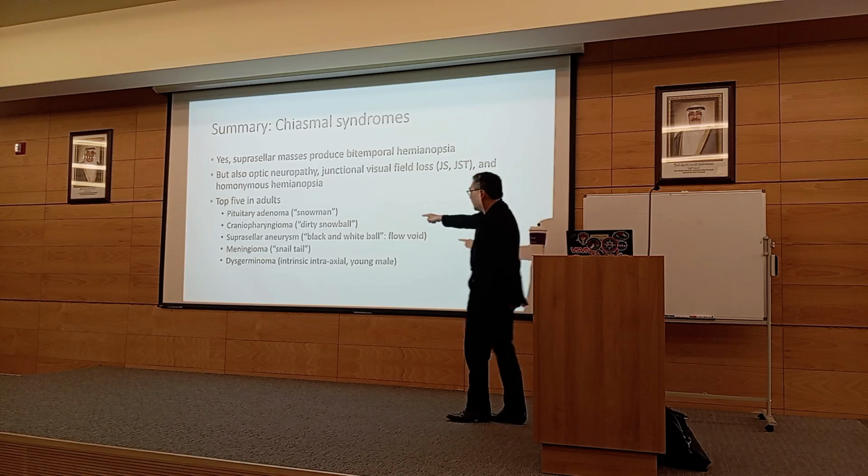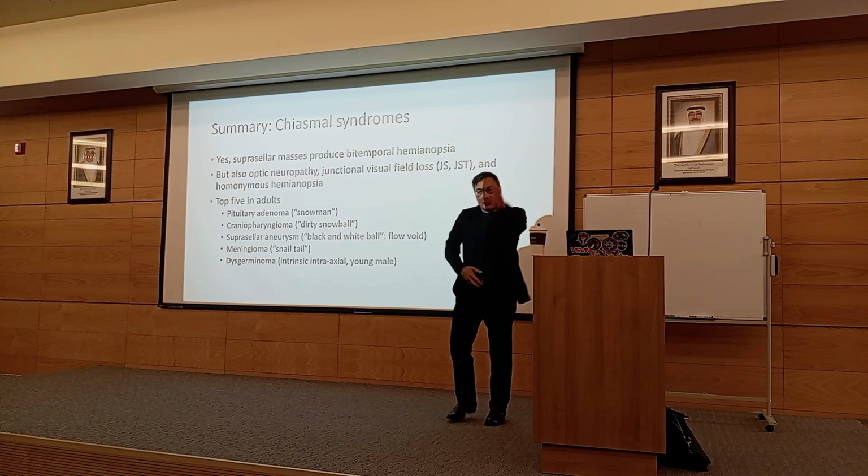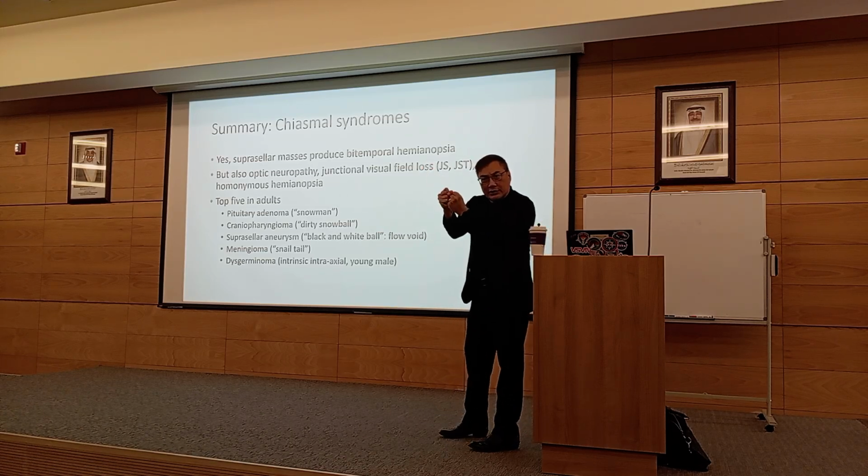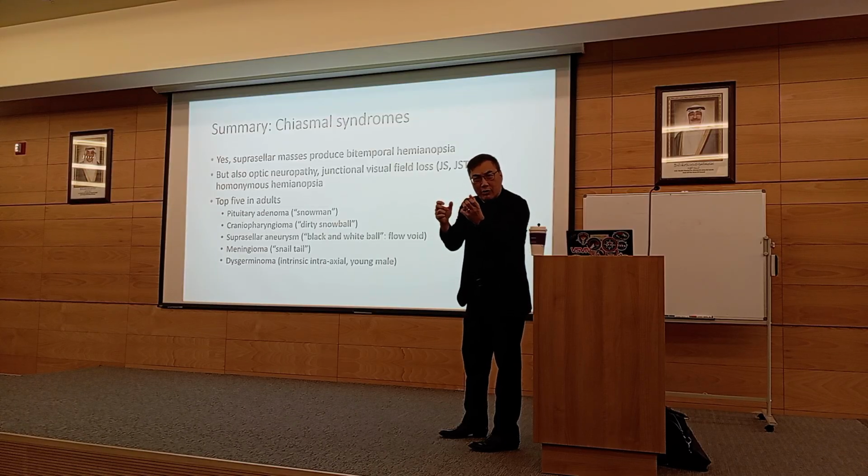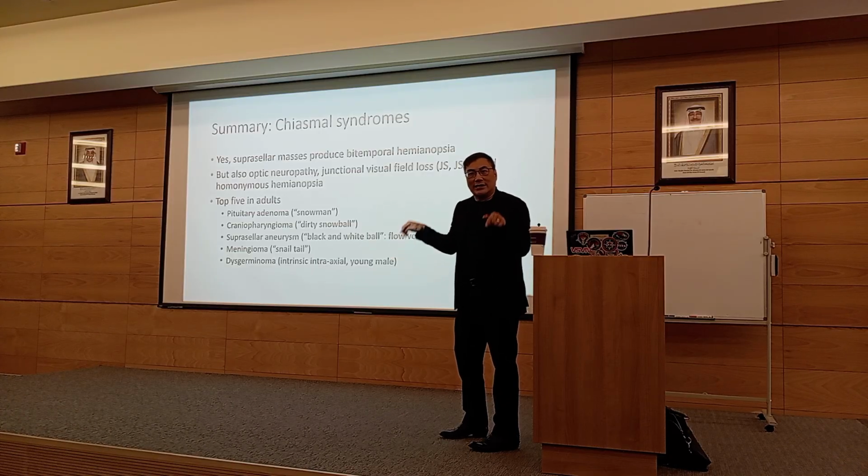Okay. The dirty snowball from the combination of the neuroectoderm and the surface ectoderm. A piece of brain, cranio, and pharynx. Spitball in your head. That one's craniopharyngioma. It makes a bitemporal hemianopsia that's denser inferiorly.